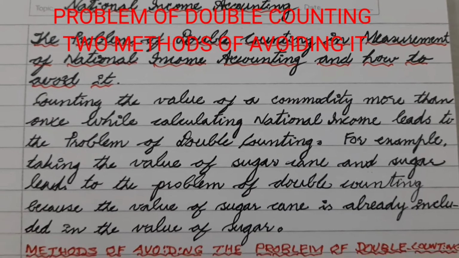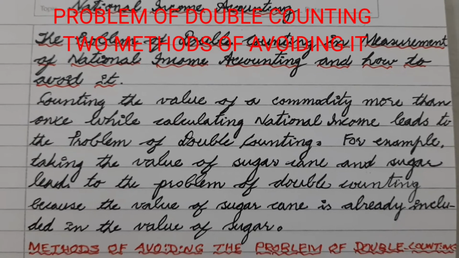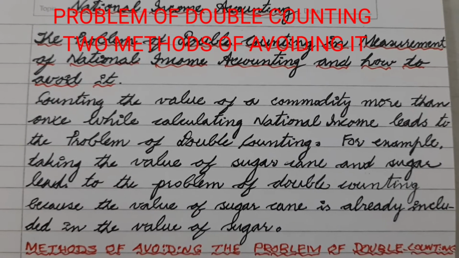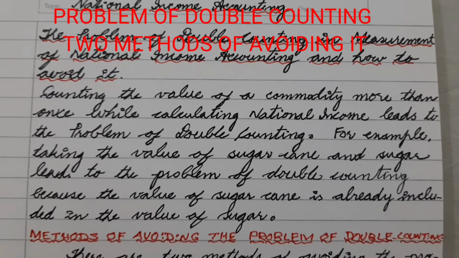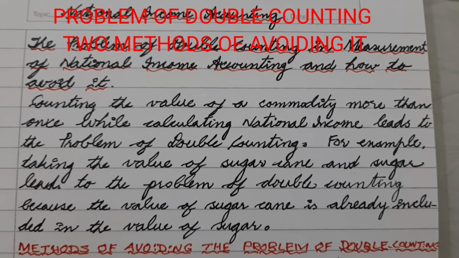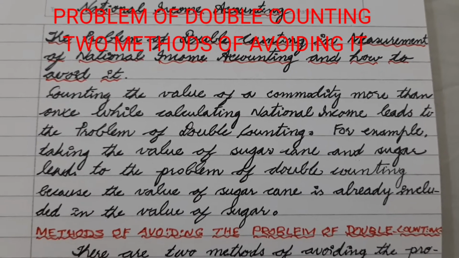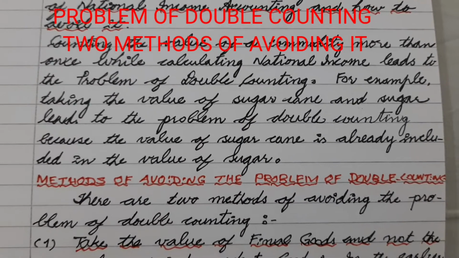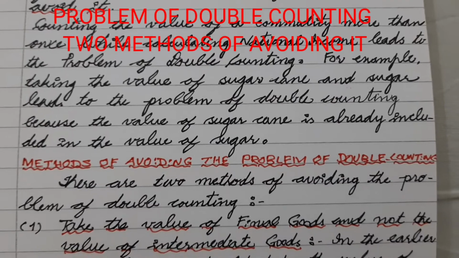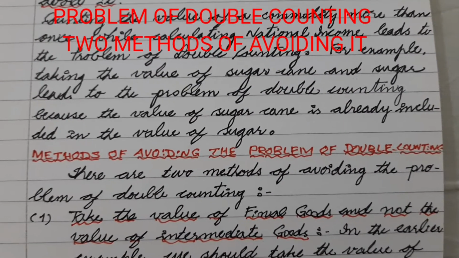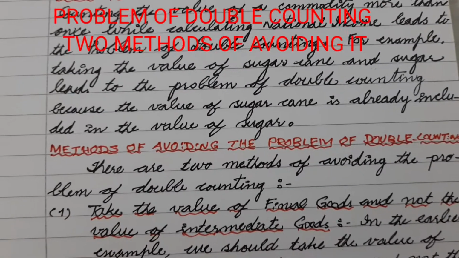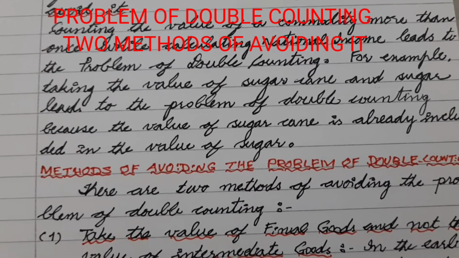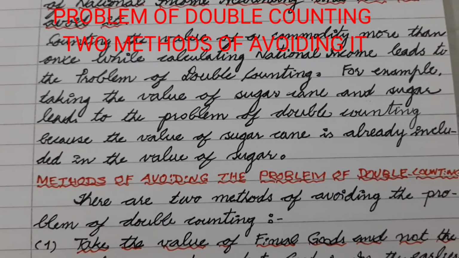What it means, let's take an example to explain it. For example, if you are taking the value of sugarcane, sugarcane is an intermediate good, and with the help of sugarcane, we make sugar. So when we take the value of sugar, we should not take the value of sugarcane because obviously the value of sugarcane is included in the value of sugar. So if you take the value of sugarcane and sugar, it leads to the problem of double counting. So it may happen many times, maybe triple counting, 4 times, 5 times, depending on the stage of production.